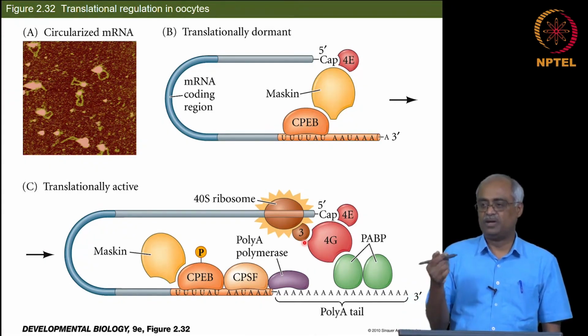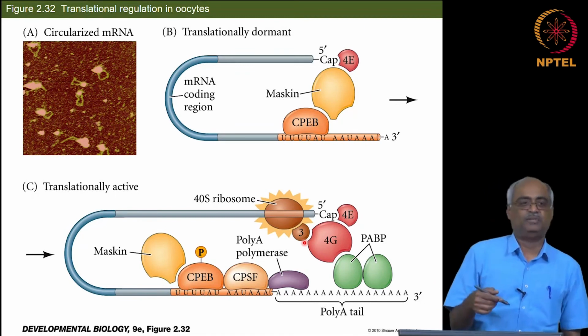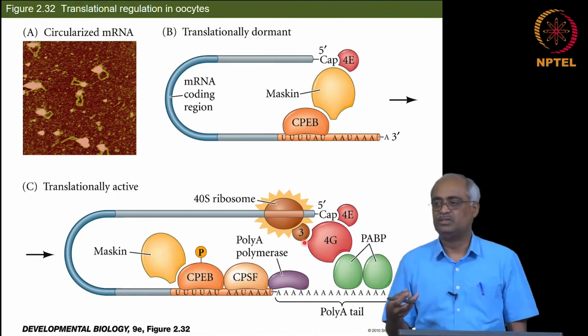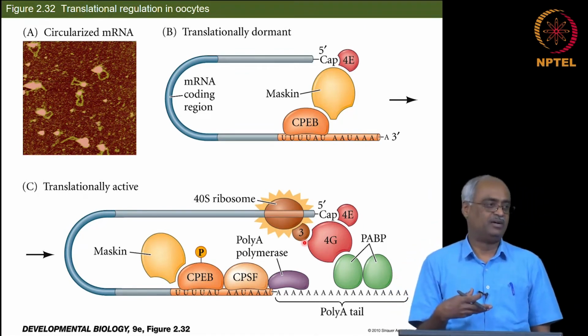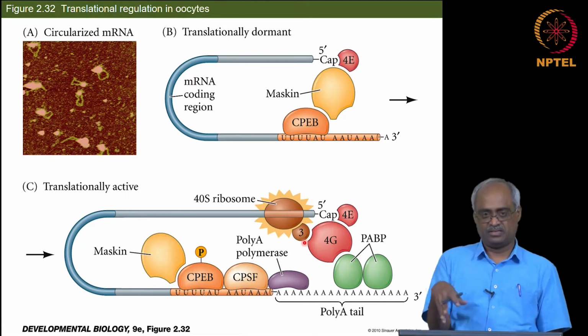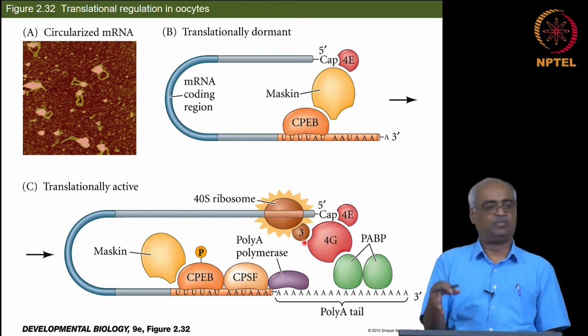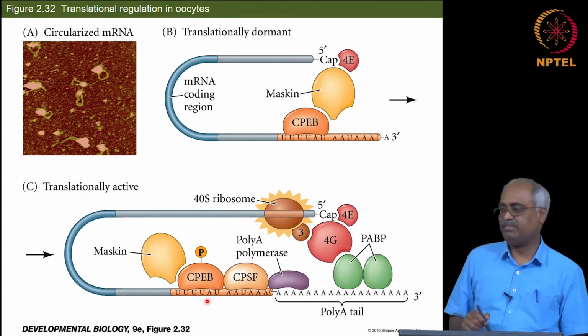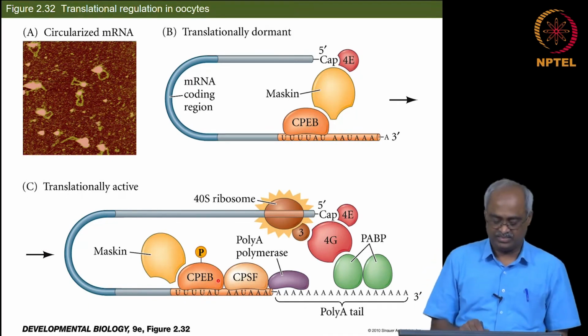And when you have appropriate signaling, for example progesterone hormone, which stimulates oocyte maturation and completion of the meiotic division upon fertilization, that leads to an activation of a kinase that phosphorylates the CPEB.